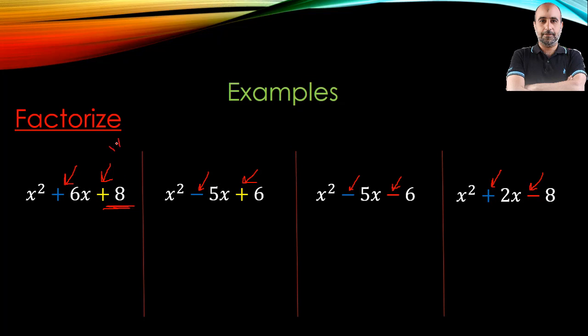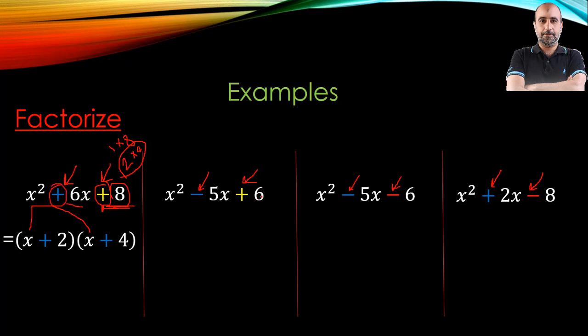1 multiply 8, 2 times 4. Which case of them has a sum of 6? 1 times 8, their sum is 9, not 6. 2 times 4, yes, their sum is 6. Then we will use this case. We will factorize x power 2 into x and x, and 8 will be 2 times 4. For addition, the two signs will be the same, just like the middle term, so plus and plus.